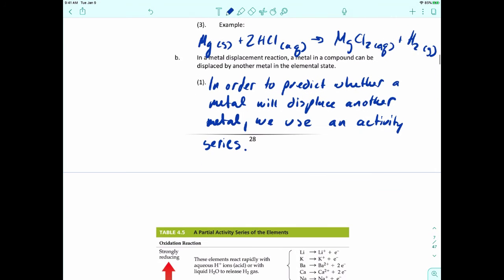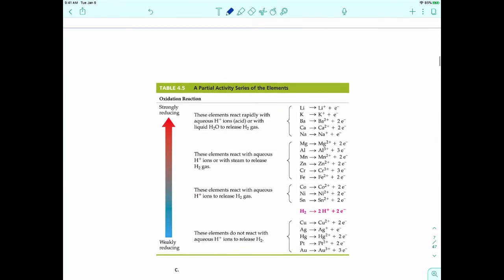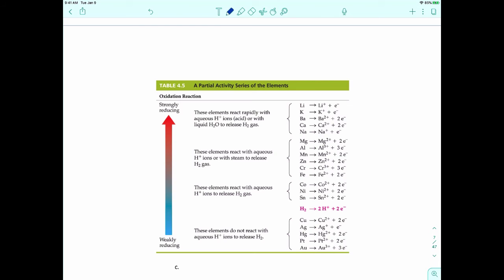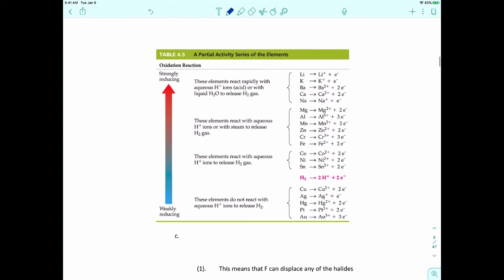Okay, so what the activity series looks like is this. We're ranking these half reactions from weakly reducing to strongly reducing reactions. And so what we're looking at is that we've got at the top an element that's breaking down to form an ion and releasing electrons at the same time.